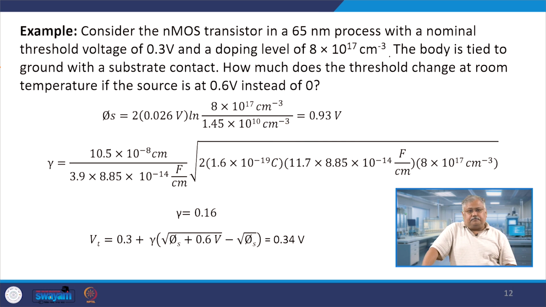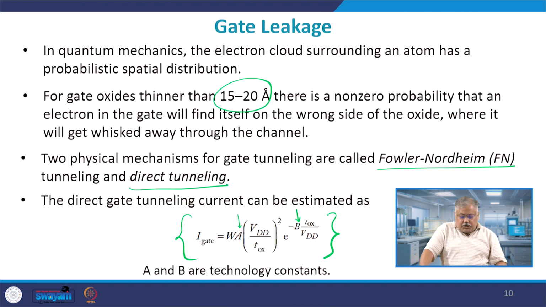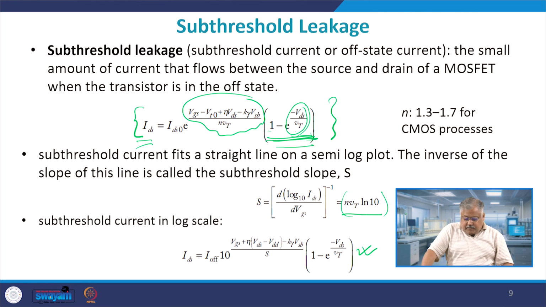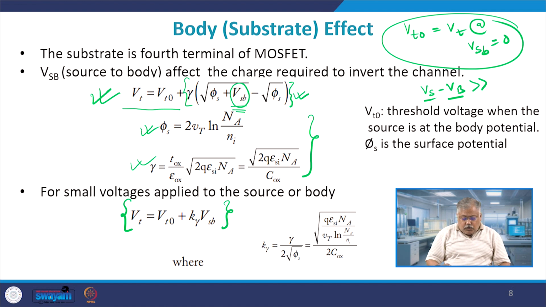Before we end the lecture, consider this small threshold voltage problem, where we are just finding out how much the threshold voltage will change at 300 Kelvin if the source voltage is changed from 0 volt to 0.6 volts. So you just need to put in that formula and get the value. What you do is you first try to find out the surface potential. How will you find the surface potential? Surface potential is given by this formula here, and then you need to find out gamma.